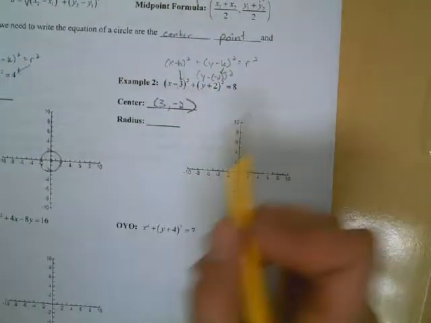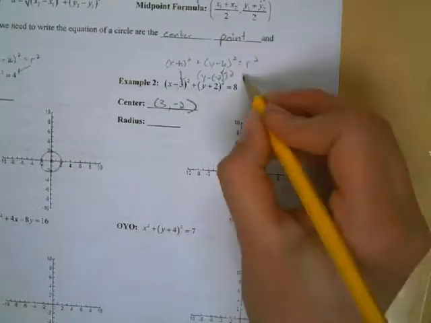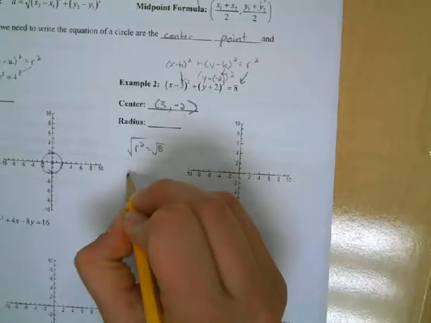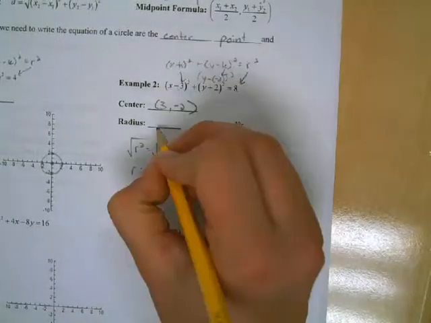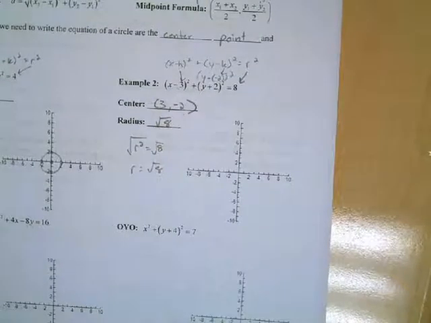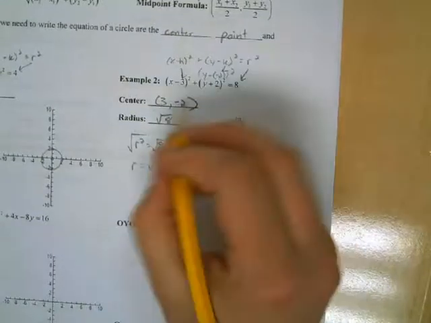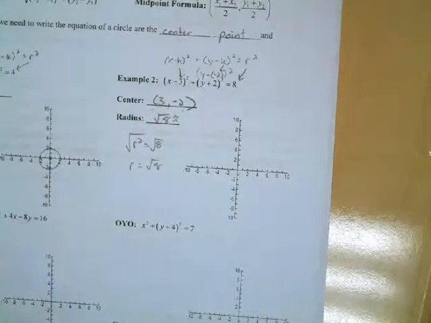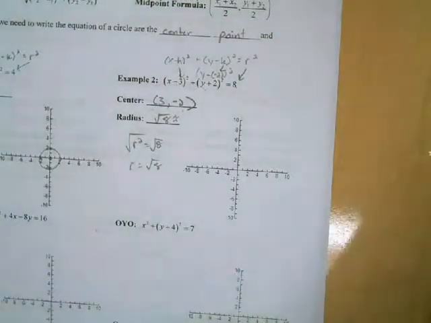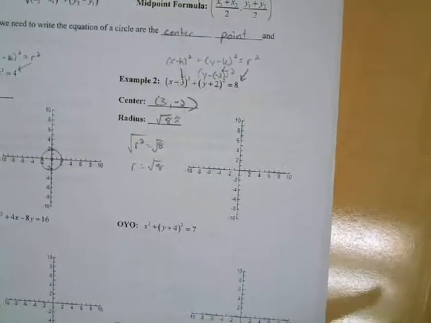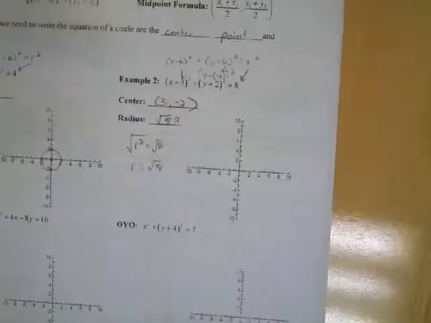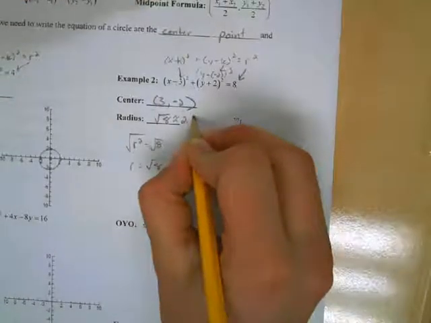Now, same thing with the radius here. This is my r squared. So if r squared equals 8, that makes r equal to the square root of 8. So I get the square root of 8 there. Okay? And when I graph that, I am going to use the approximate. So the square root of 8 is approximately 2.8.